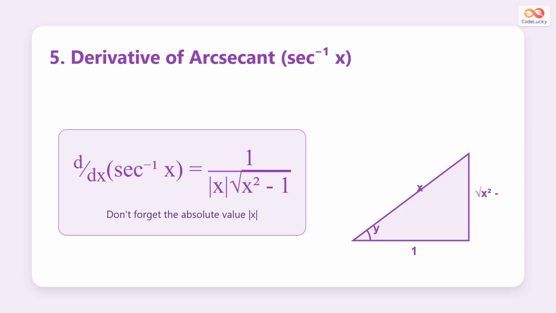Now for the reciprocals. The derivative of arcsecant x is 1 over the absolute value of x times the square root of x squared minus 1. The absolute value is important here because of the domain restrictions of the function.